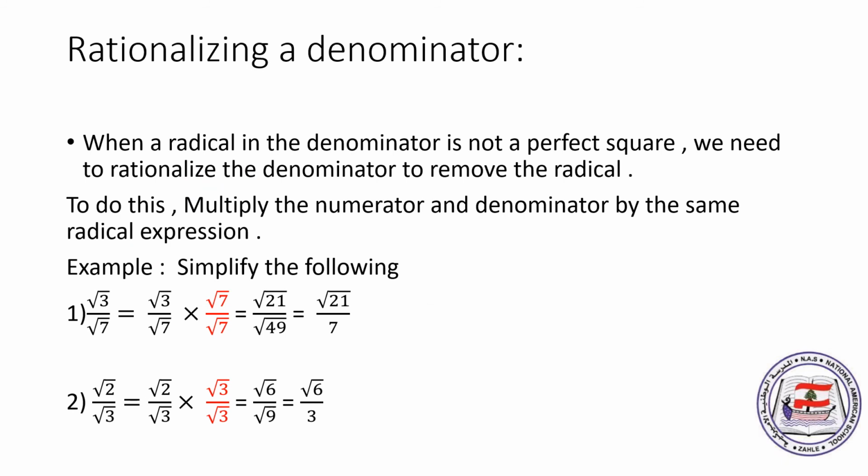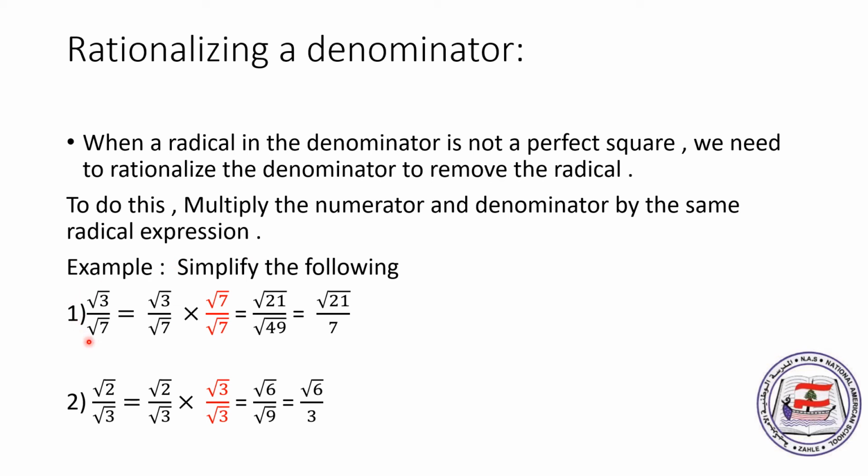Rationalizing a denominator means we need to write the fraction in its denominator form without radical. So whenever we simplify a fraction and we get in its denominator a non-perfect square number, we need to rationalize the denominator to remove the radical. How can we do that? To do this, we multiply the numerator and the denominator by the same radical expression.